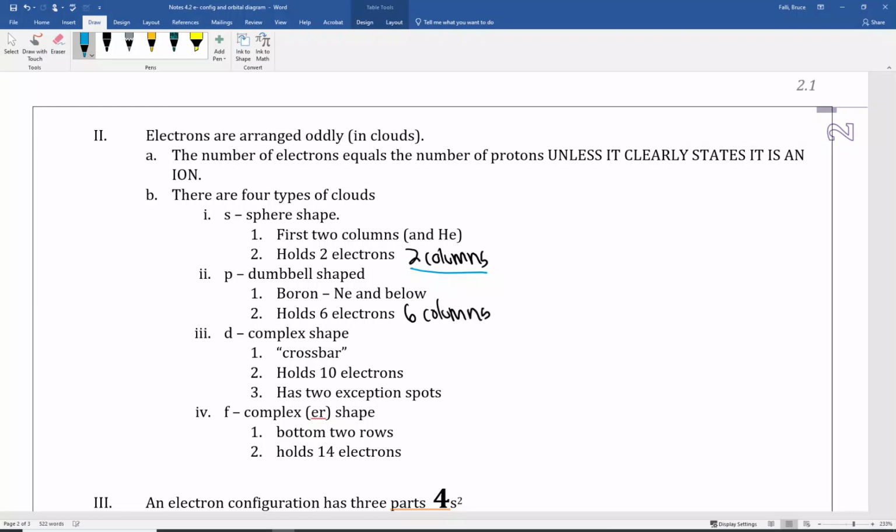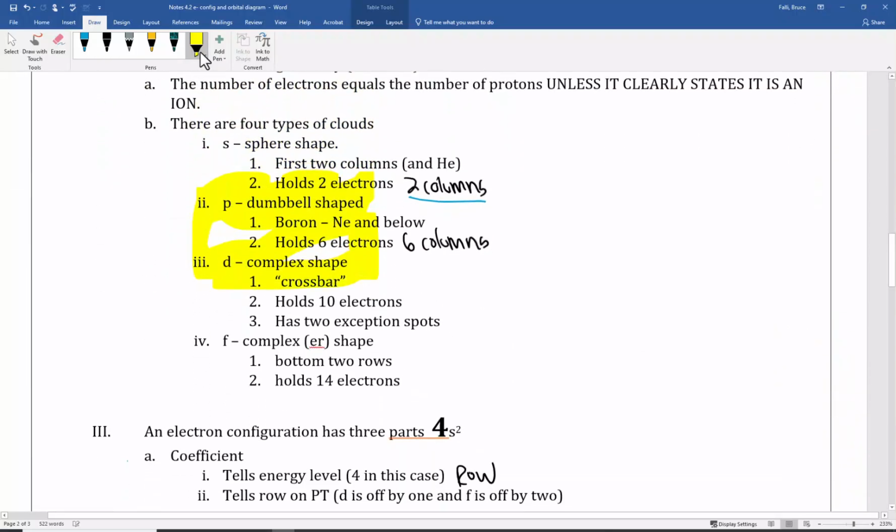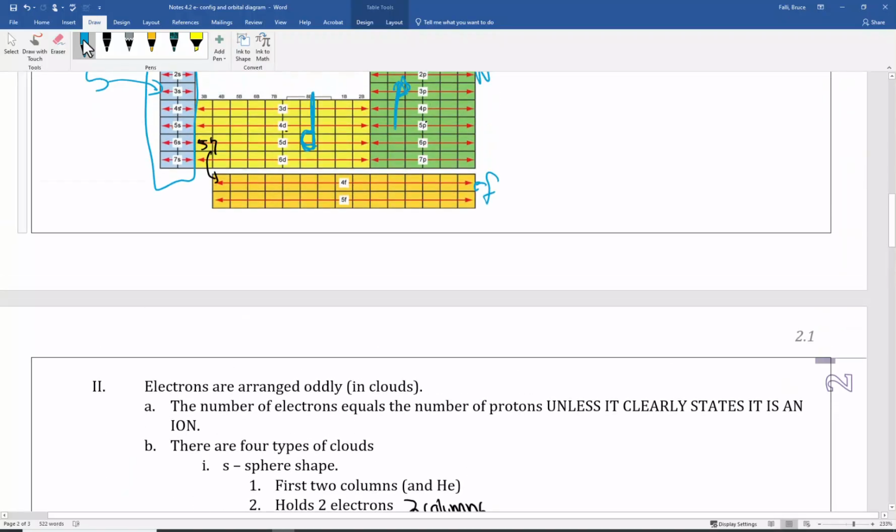D, the shape is called complex. That means you don't need to know what the shape is. They're in the crossbar. So I'm going to highlight yellow on yellow here so you can see it. Yellow, there's my crossbar. There's my D orbitals. Okay. And then the F is also a complex shape, and that's the bottom 2 rows, and it holds 14 electrons.